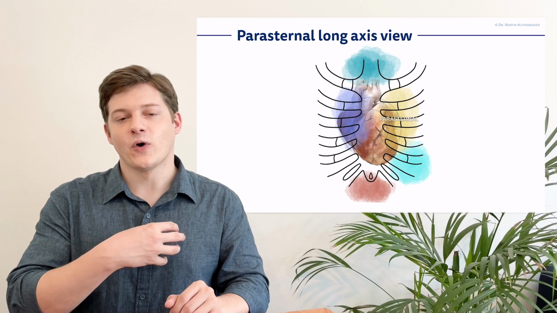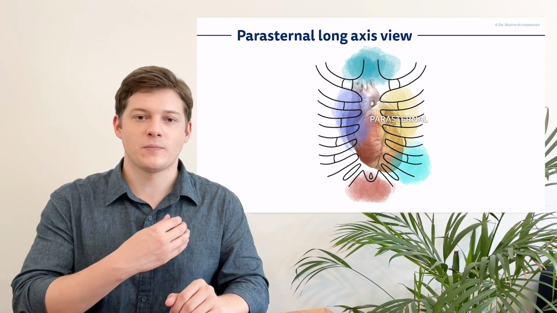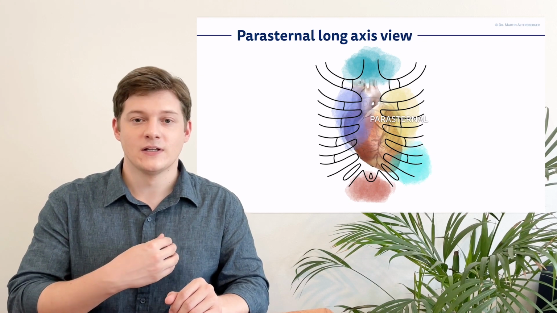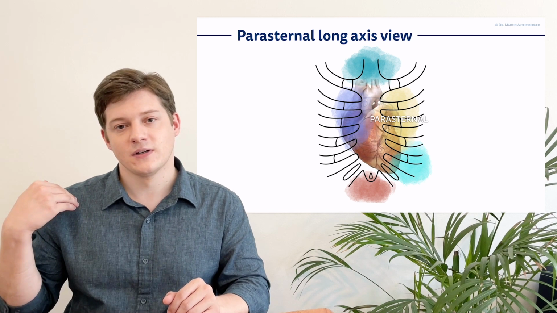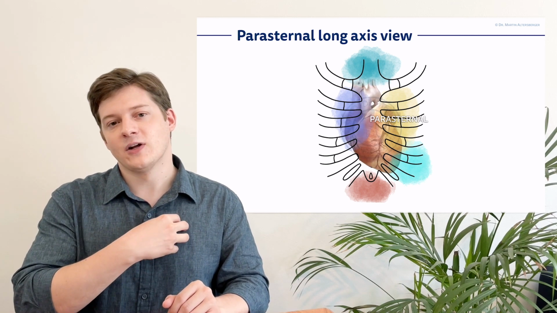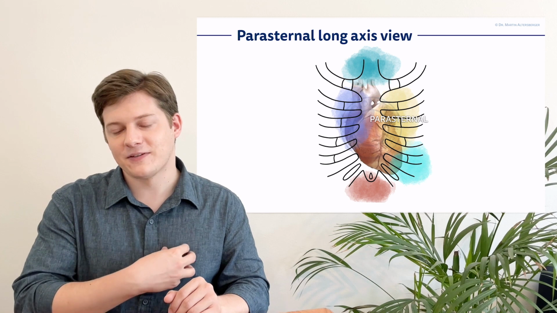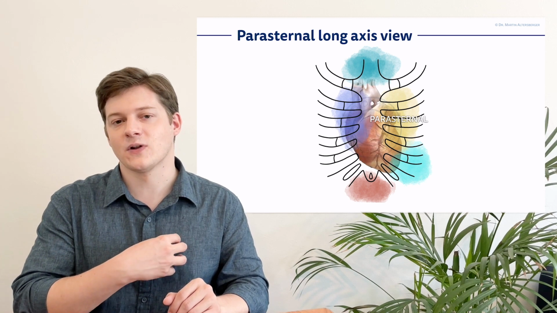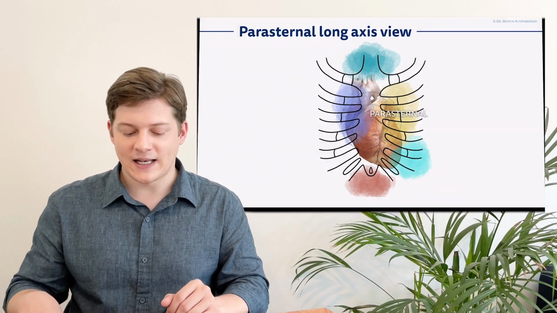To review what we have learned, we did talk about parasternal windows, the parasternal long axis view, the marker pointing to the right shoulder of the patient, and you're located on the left side of the sternum, so parasternal long axis view. How does the anatomy look like?